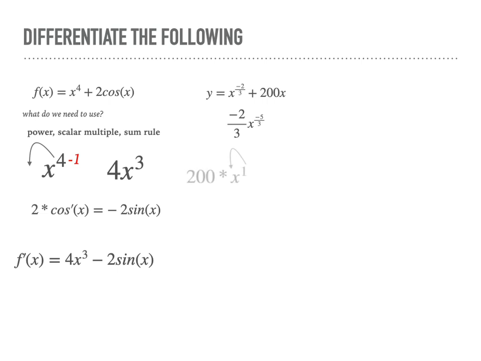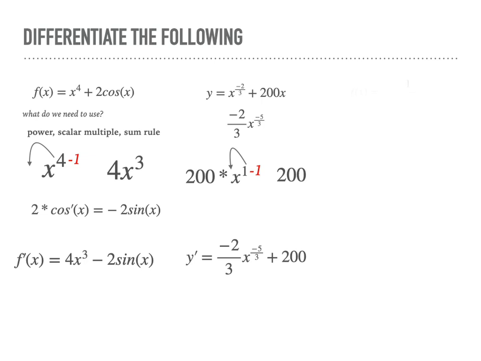And then we simply find the derivative of 200x. We can use the scalar multiple rule and we can find the derivative of x, which is 1. And that gets us that the derivative of 200x is simply 200. And then bringing those two together, we get y prime equals negative 2/3 x to the power of negative 5/3 plus 200. Since we found those derivatives separately, we can use the sum or the difference rule to bring them back together.